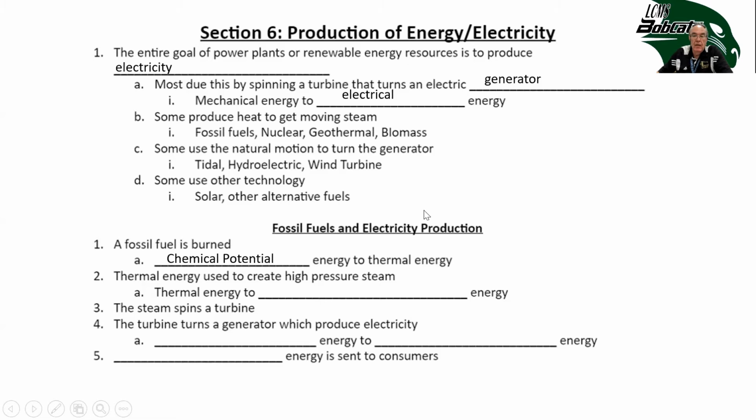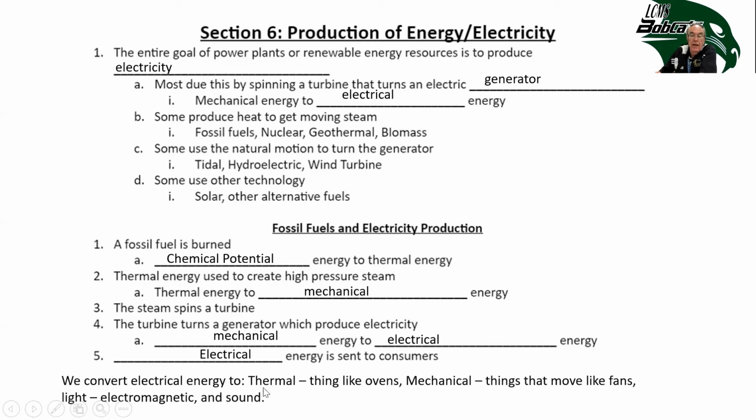So the production of steam in a regular power plant. Okay, chemical potential energy turns to thermal energy when it's burned. And the thermal energy is changed to mechanical energy as the steam spins a turbine. And then the turbine turns a generator, which produces electricity. And that turns mechanical energy into electrical energy. And that electrical energy is sent out to us, the customers.